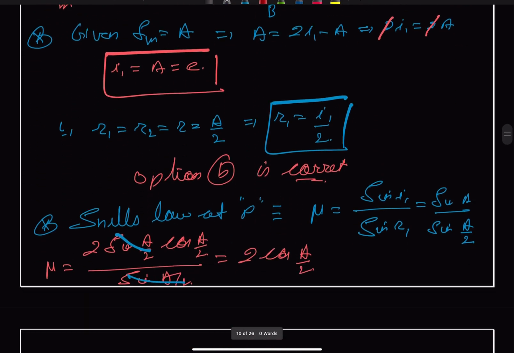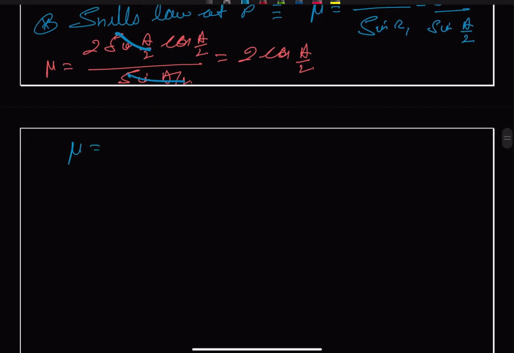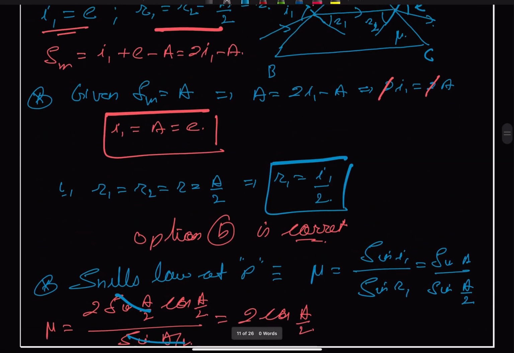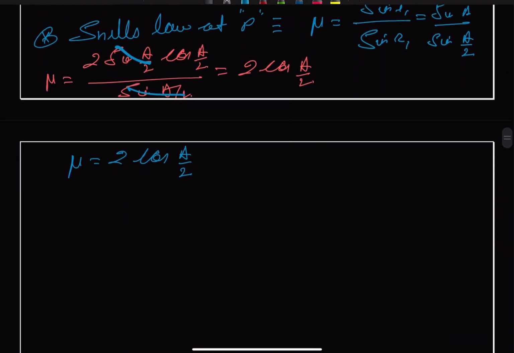Okay, so let me write it here. My mu is equal to 2 cos A by 2. I need to find out A. From here I can find my A, and this gives us that A by 2 will be equal to cos inverse mu by 2, and A will be equal to 2 cos inverse mu by 2.